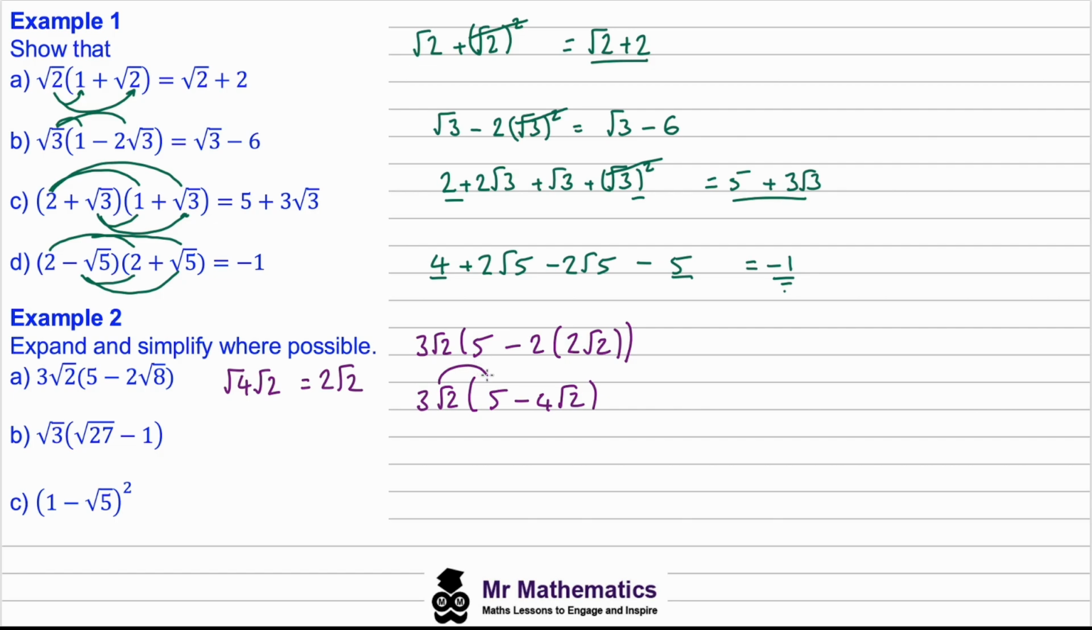Now we've got 3 root 2 times 5, which will give us 15 root 2. And then we've got 3 root 2 times 4 root 2. Well, the 3 times the 4 will give us 12.